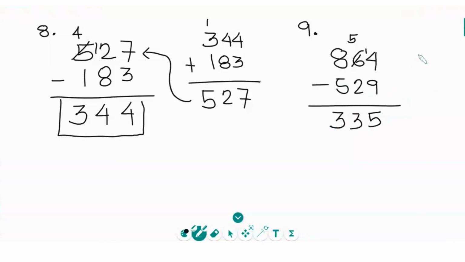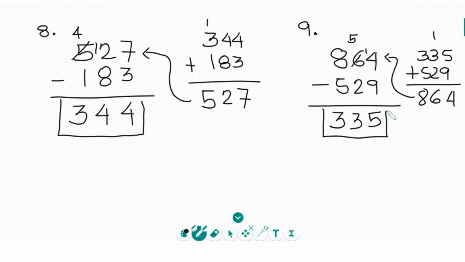Okay, let's check it. So we have 335 plus 529. So 5 plus 9 will give us 14, carry 1. 3 plus 2 is 5. 5 plus 1 is 6, and 5 plus 3 will give us 8. So we have here 864 too. So our final answer is 335.